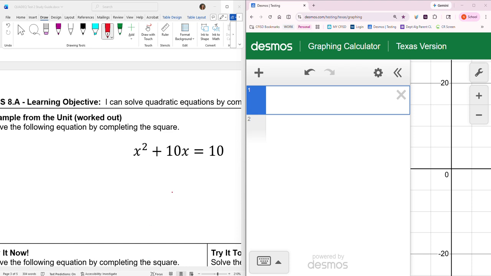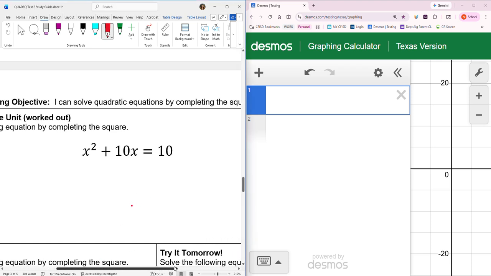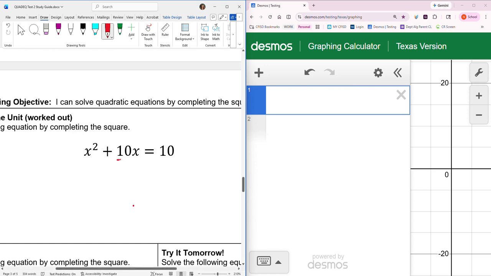Right, so we are solving this equation here by completing the square. In order to complete the square, I'm going to look at my b term. First of all, we need to have our constants on the right side. It's already set up for us to solve by completing the square. We only have the ax squared term and the bx term on the left side. The c term is on the right side.